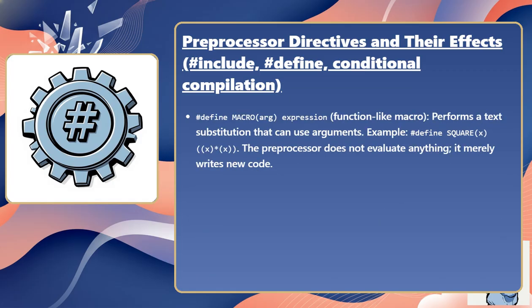#define MACRO(arg) expression, a function-like macro, performs a text substitution that can use arguments. Example, #define SQUARE(x) ((x) * (x)). The preprocessor does not evaluate anything, it merely writes new code.